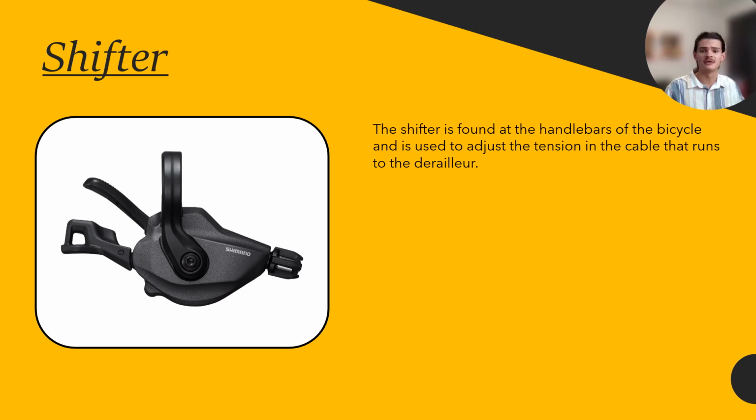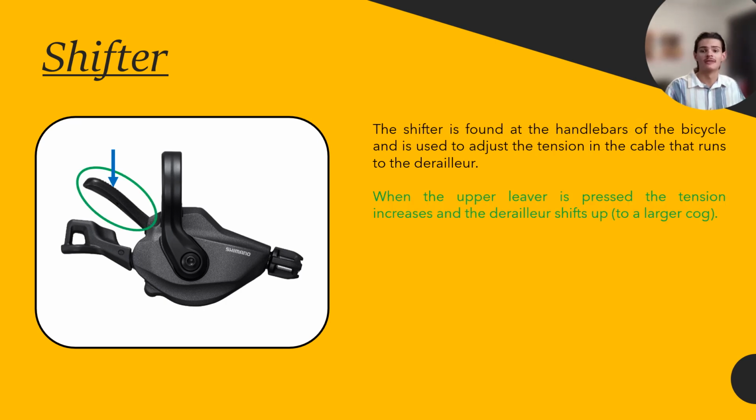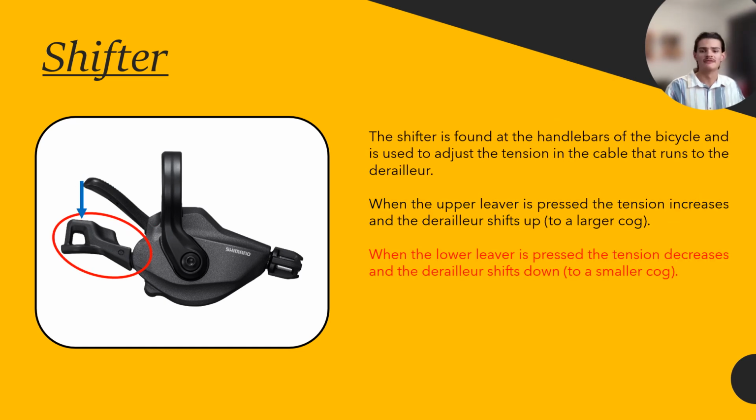The shifter is found at the handlebars of the bicycle and is used to adjust the tension in the cable that runs to the derailleur. When the upper lever is pressed, the tension increases and the derailleur shifts up to a larger cog. When the lower lever is pressed, the tension decreases and the derailleur shifts down to a smaller cog.